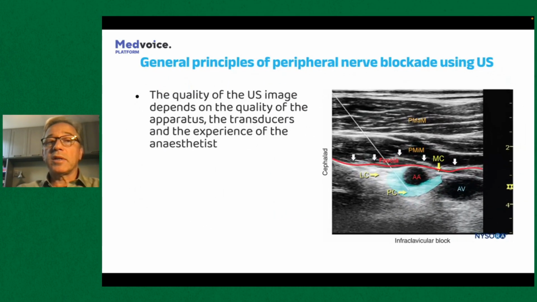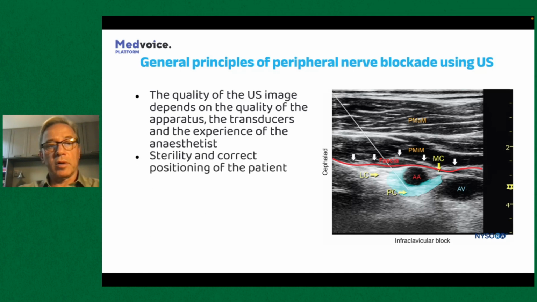What are the general principles of peripheral nerve blockade using ultrasound? The quality of the image depends on the quality of the apparatus. The better the apparatus, the better the image, the transducers, and of course, like with everything, the experience of the anesthetist. So do a lot of blocks, and you'll get better. Sterility is important. Correct patient position is important.